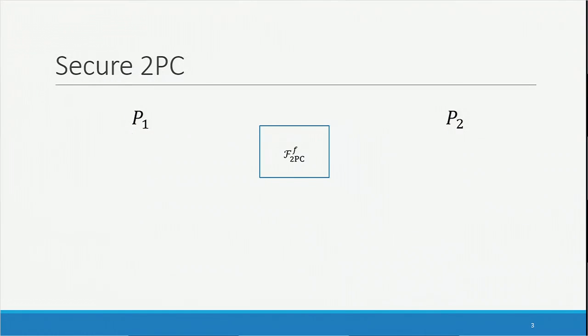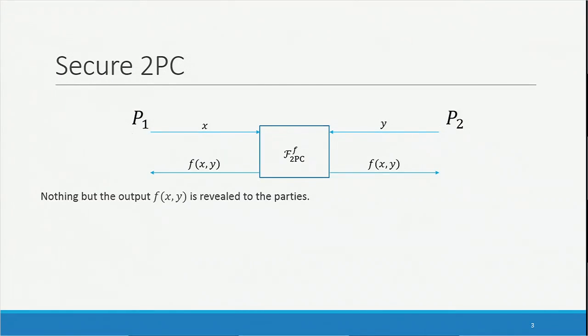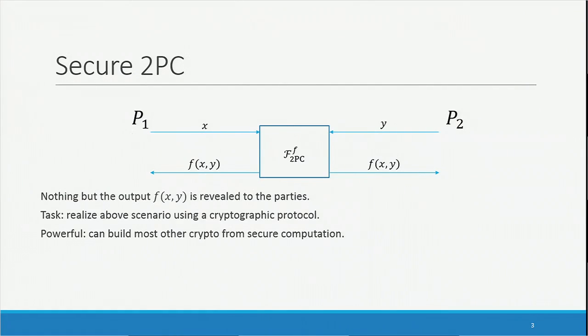You can see it as having access to a magic box. You forward your input to this box, and then it will compute the function for you and just return the result. And the guarantee that we want is that nothing but the output should be revealed to the parties that don't really trust each other. Now, the task is therefore to realize this scenario using a cryptographic protocol.